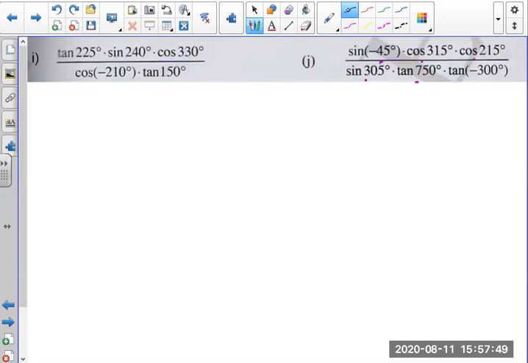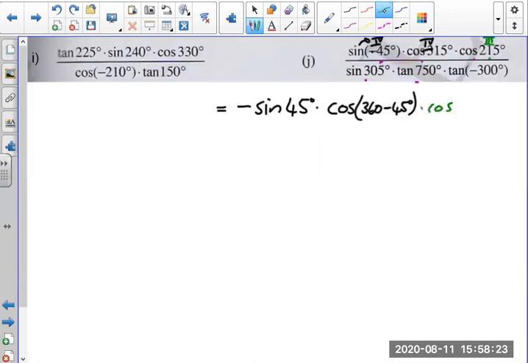Okay. Sine minus 45, fourth quadrant. Sine is negative in the fourth quadrant, changes to minus sine 45. 315 I can write as 360 minus 45 because it's in the fourth quadrant. 215 is in the third quadrant. So I can write it as 180 plus 35.